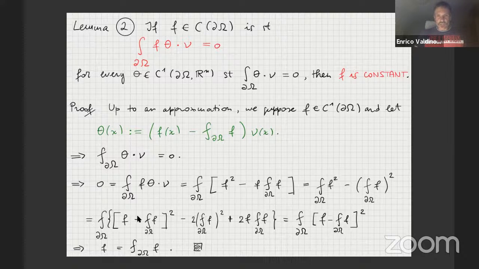Okay, then of course, I try to complete the square by adding and subtracting, and I see that this expression is actually the average of a square given by f minus its average. Now, the fact that this quantity is 0 and this integrand is non-negative means that f has to be equal to its average, and so in particular, f is constant. Okay, so this proves this little lemma, the one that I call lemma 2.